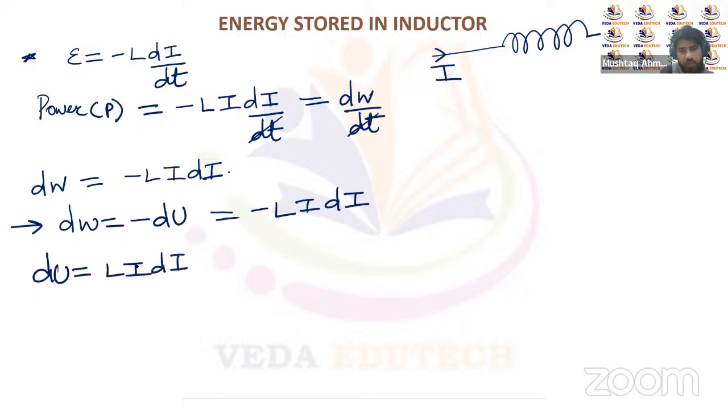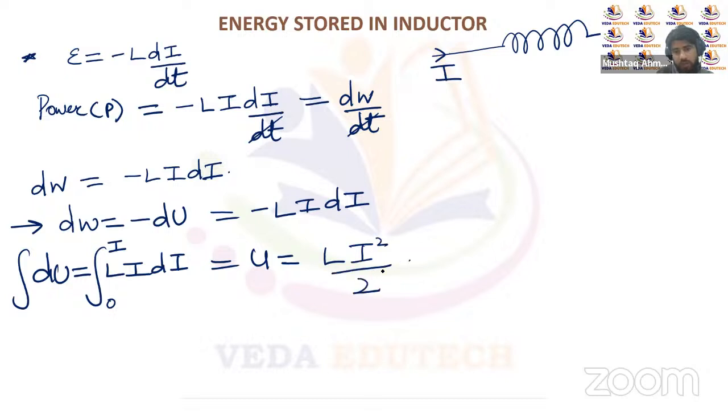Now we have to integrate on both sides to calculate the total energy stored in this inductor. So U will be equal to, L being a constant, the integral from 0 to I of L i di, which is L I square upon 2. So this is half L I square.